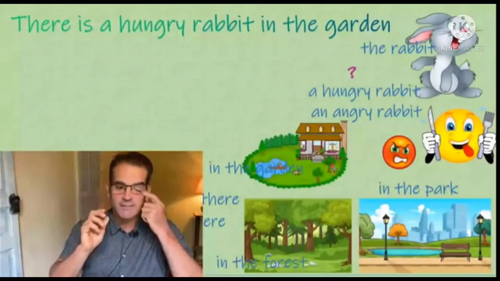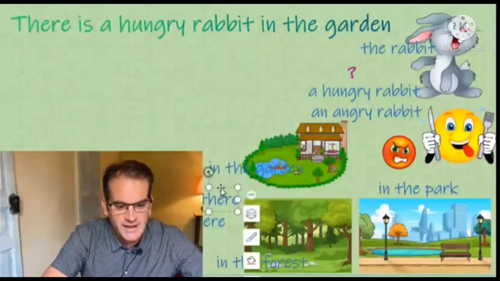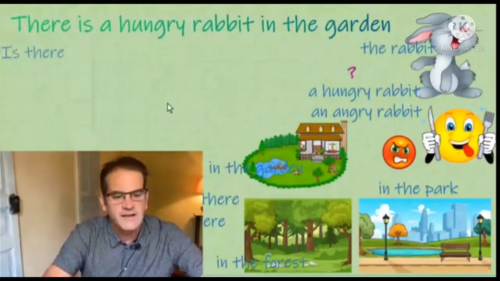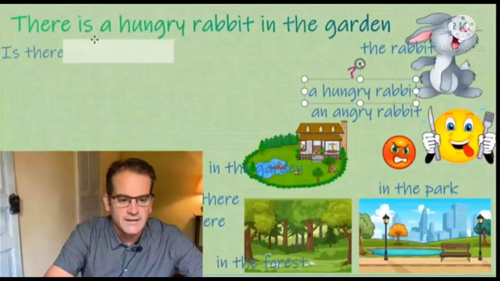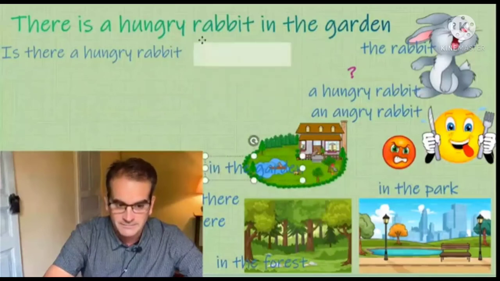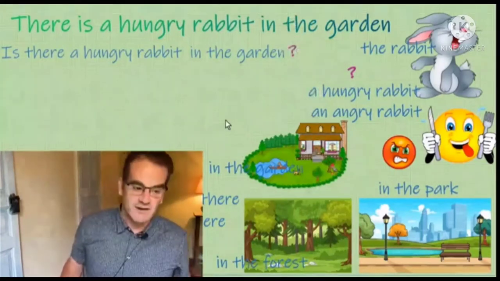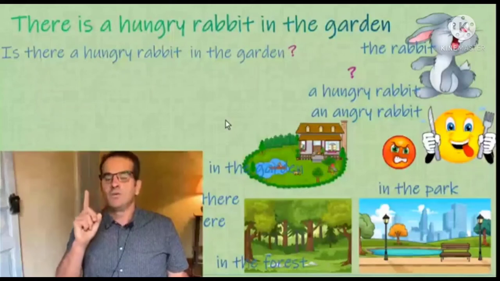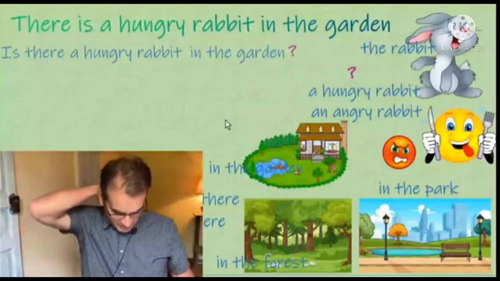There is a hungry rabbit in the garden. Okay, so question, not "there is", but: is there a hungry rabbit in the garden? Yes. There is a hungry rabbit in the garden. The rabbit wants to eat. And what does it want to eat? It wants to eat the carrot.